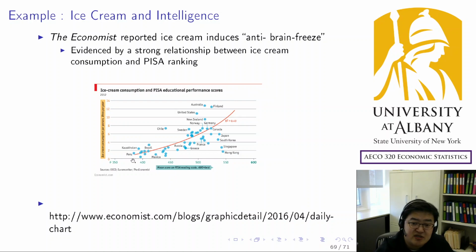What it tells you is that there is a strong linear relationship, but it does not say ice cream causes your intelligence. Ice cream induces anti-brain freeze. There is no causality. Causality is not a direct implication of this statistical result.